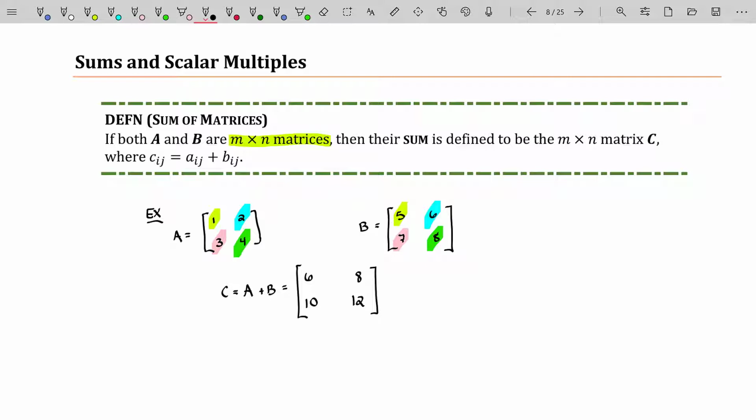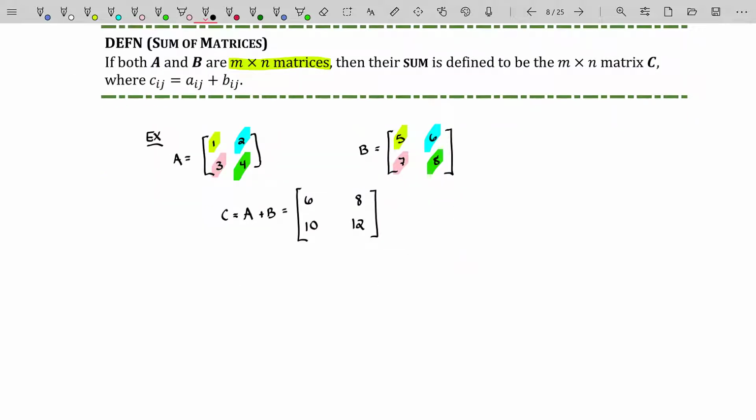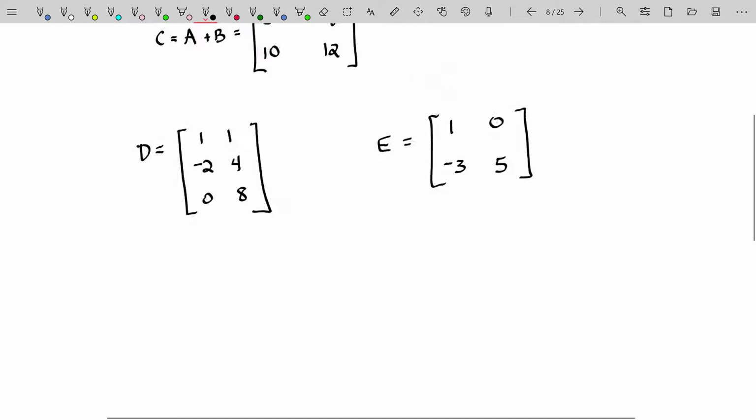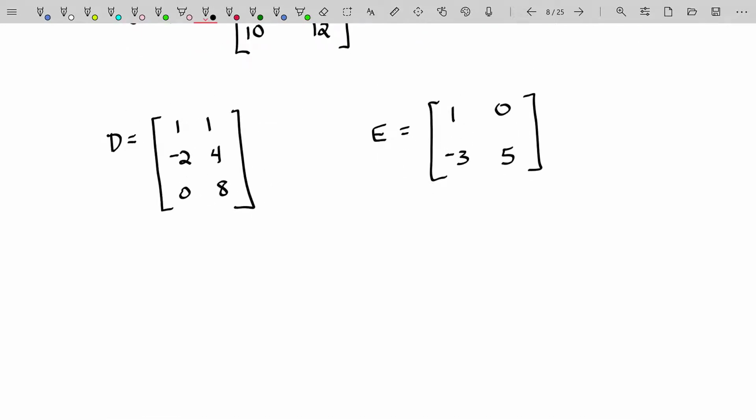The most important thing here, other than just knowing how to add two matrices, is that you can only add matrices of the same size. Therefore, it would not make sense to add these two matrices right here. The first one is a 3 by 2 matrix. The second is a 2 by 2 matrix. They cannot be added. They just don't have the same size.